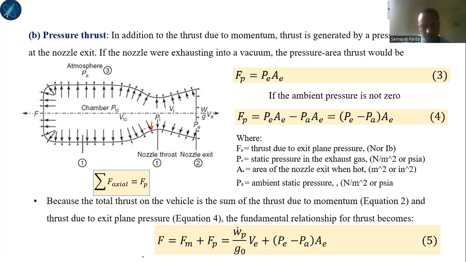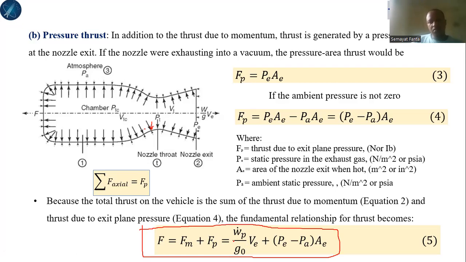So this is the general thrust equation. Instead of that, you can put mass flow rate of propellant times velocity exit, the effective velocity. This is not exit velocity, but effective velocity. We will see some other velocity components also. So this is effective velocity.